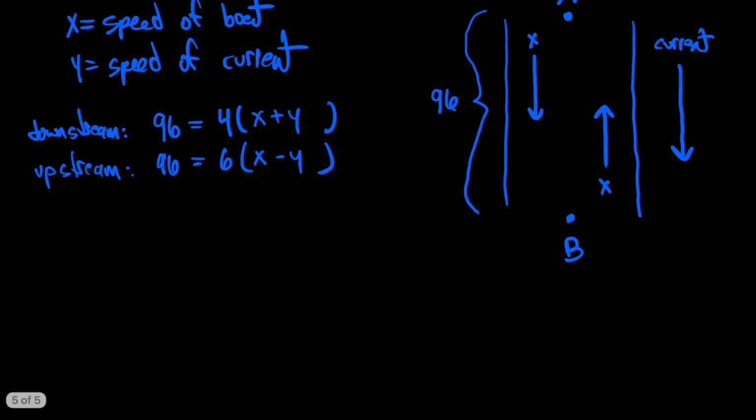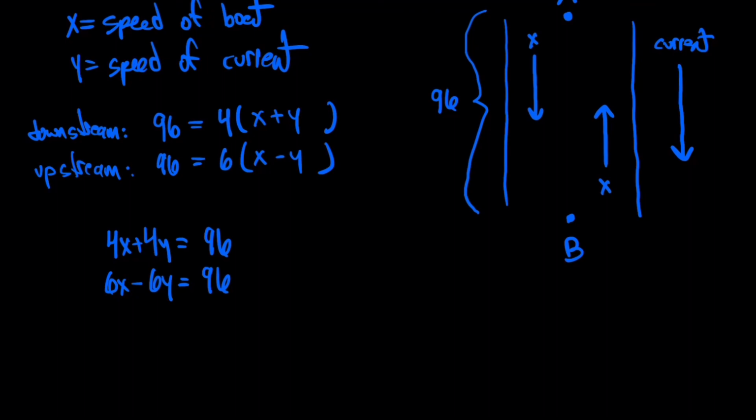So let's clean these up a little bit. I'll distribute in both cases, and I'll kind of move the x's and y's to the left. That's what we're used to. So one equation is 4x plus 4y equals 96. The other one is 6x minus 6y equals 96. Now, there's a couple different ways. We're going to use elimination here.